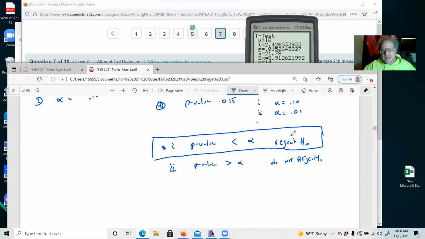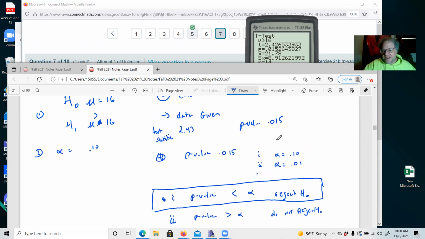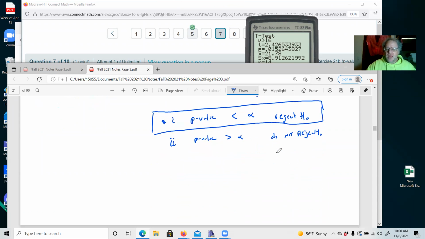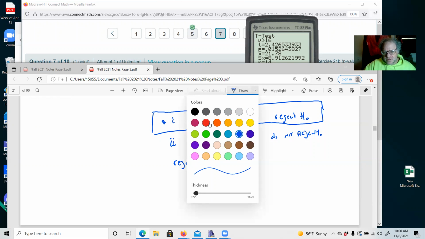So when in doubt, go with 0.05, because that's the academic standard. If your industry has a different standard, pick that. Okay, in this case, is the p-value greater than alpha? Actually, yes, the p-value is quite a bit less than alpha. It's 0.015 versus 0.10, and we say reject the null hypothesis. Okay, let's do this.